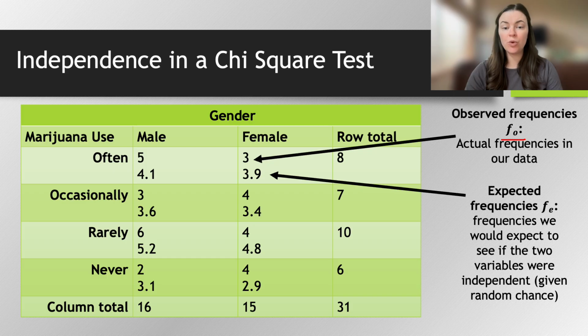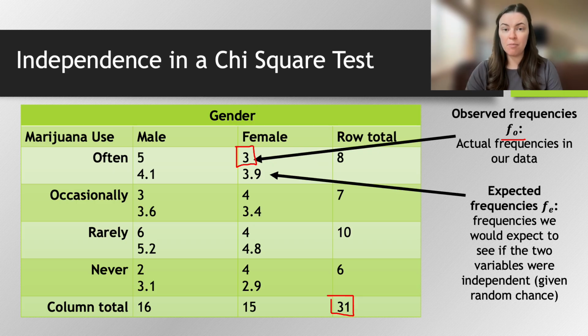These are our actual frequencies in our data, or that are displayed within our bivariate table. So there's no statistical analysis that we actually have to conduct in this case. For example, within our sample of 31 individuals, we had 3 females respond that they often use marijuana on a weekly basis. So that's just what occurred. There were 3 individuals that were female that indicated that.